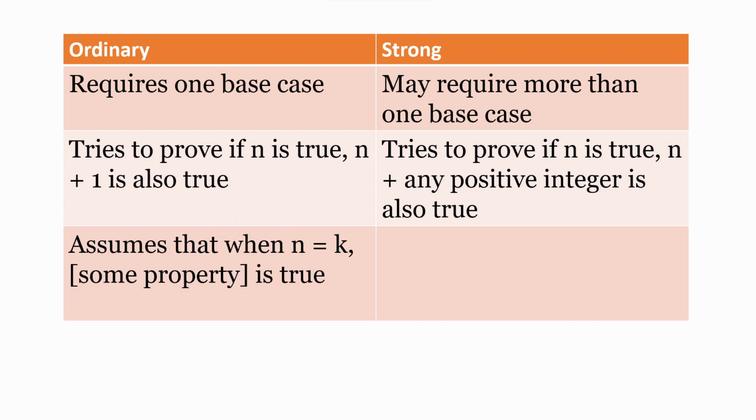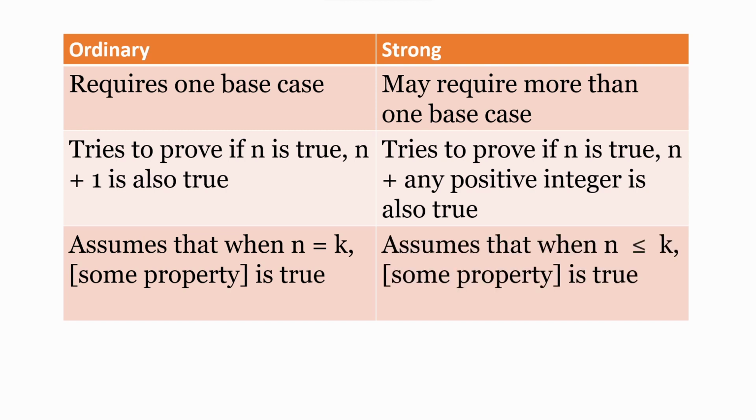In ordinary induction, we assume that if n is equal to k, the value n is true. In strong induction, instead of assuming that some statement is true when n is equal to k, it assumes that some statement is true for all values where n is less than or equal to k. This provides us with some additional information which we can use to solve problems.